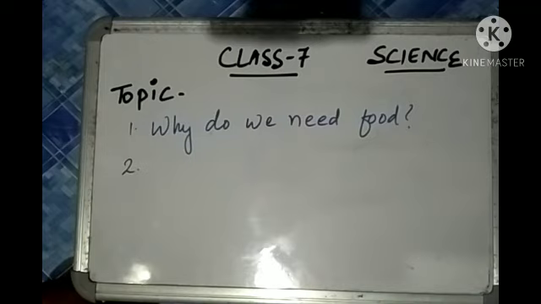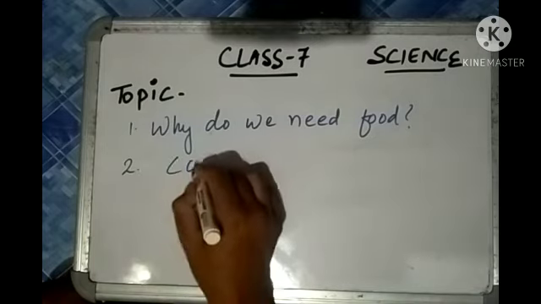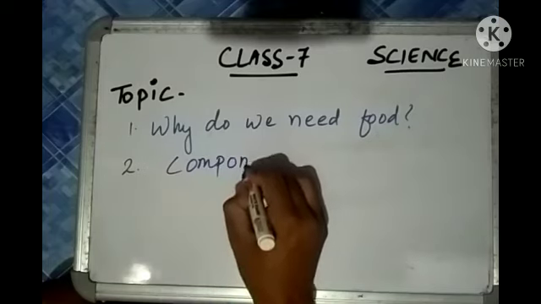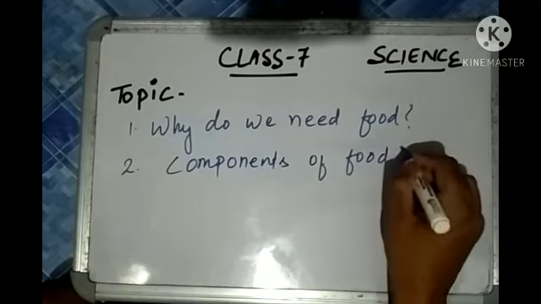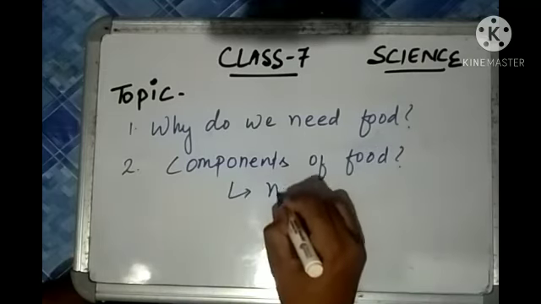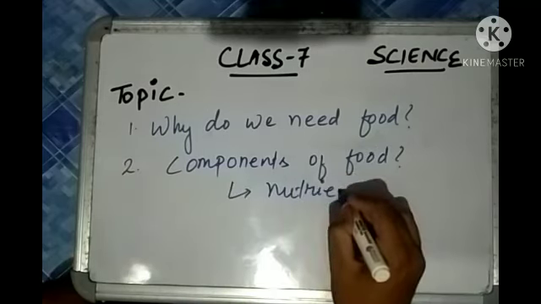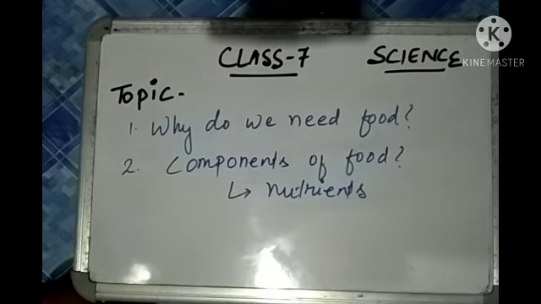The next question is, what are the components of food? This you also learned in class 6: the components of food are nutrients like carbohydrates, proteins, fats, vitamins and minerals.